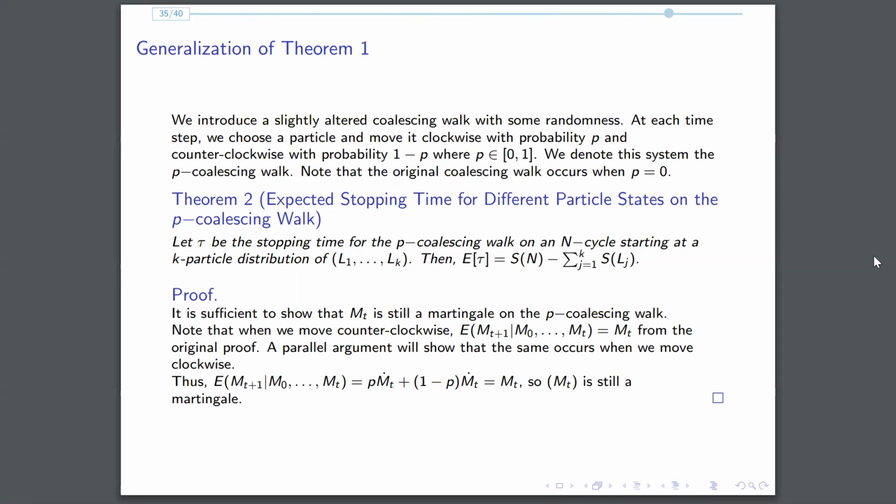Now I'd like to present a generalization of our main theorem, theorem 1. We introduce a slightly altered coalescing walk with some randomness. At each time step, instead of always moving the particle counterclockwise, now we move it clockwise with some probability p and counterclockwise with probability 1 minus p, where p is between 0 and 1. We denote the system the p coalescing walk. Note that this is a generalization of our original coalescing walk, because the original coalescing walk occurs at the specific case where p equals 0.